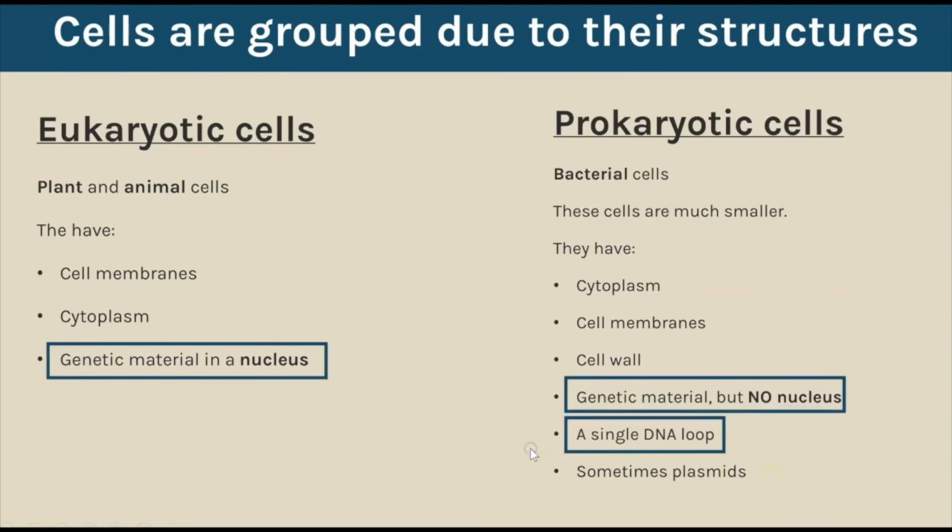If you were asked in an exam question to identify similarities between eukaryotic and prokaryotic cells, the best two to go for would be cell membranes and cytoplasm, because that is consistent across plants, animals, and bacterial cells. If you were asked to point out a difference, the best option would be to say that eukaryotic cells have a nucleus that contains genetic material, whereas prokaryotic cells do not have a nucleus, and their genetic material is just a single loop which you find in the cytoplasm.